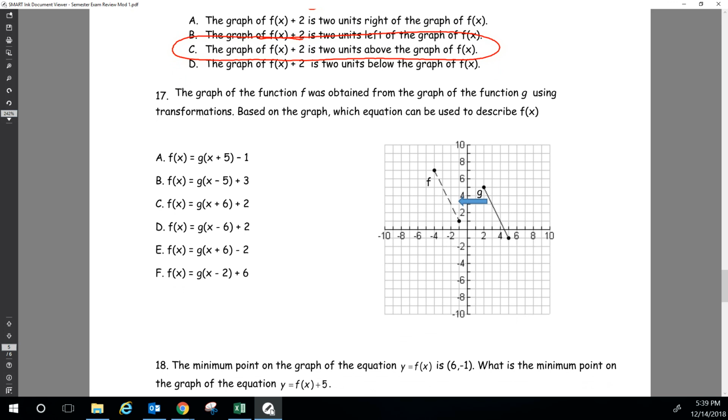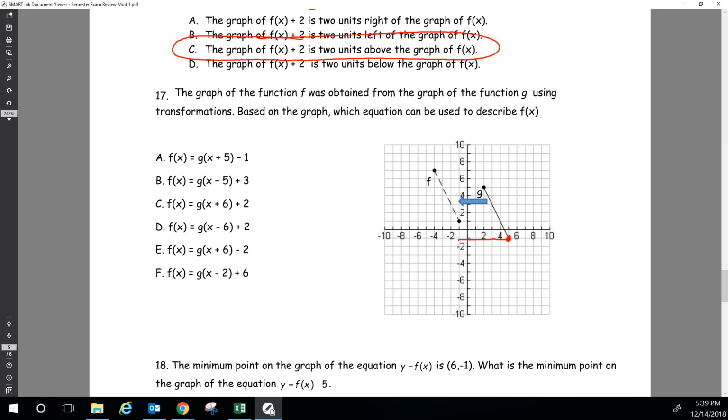All right, 17, the graph of the function f was obtained from the graph of the function g using transformations. Based on my graph, which equation can be used to describe f of x? So f was obtained from g. So we started with g. What did we have to do to g of x to get it to come over here? So let's just look at this point. We took this point and it shifted 1, 2, 3, 4, 5, 6 units to the left.